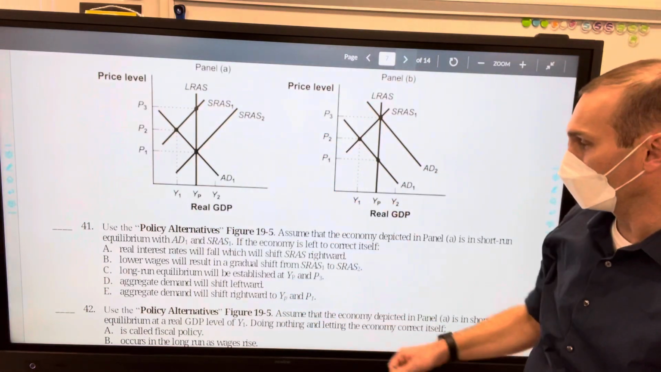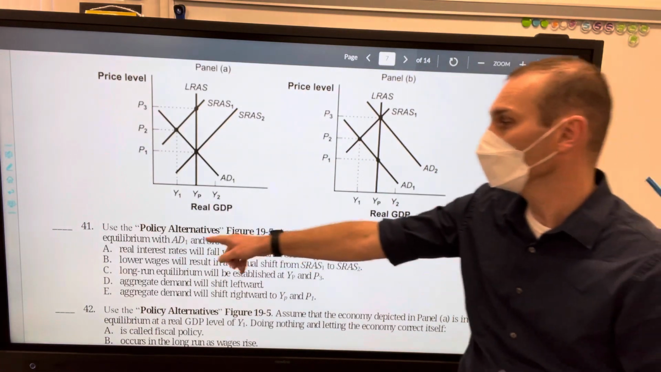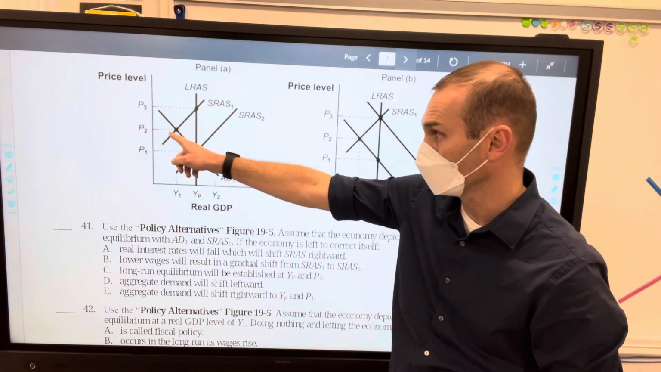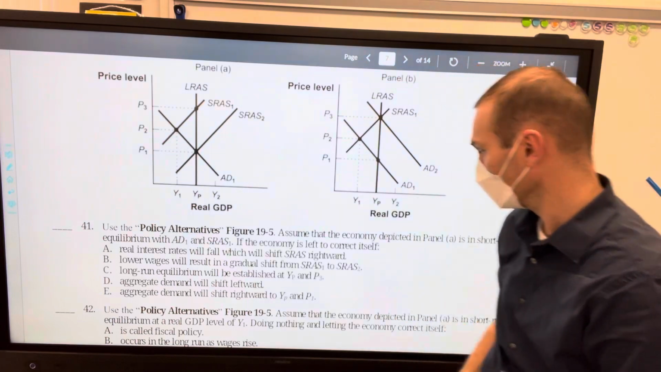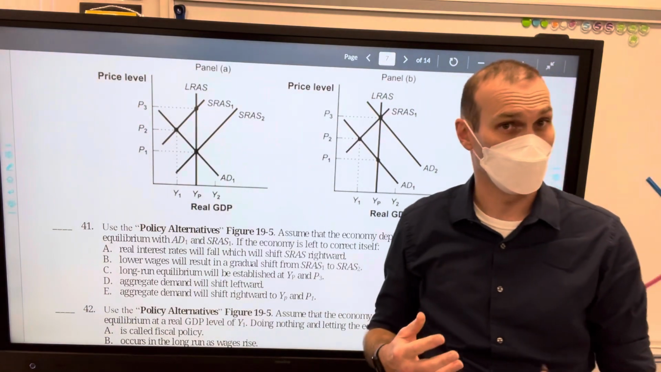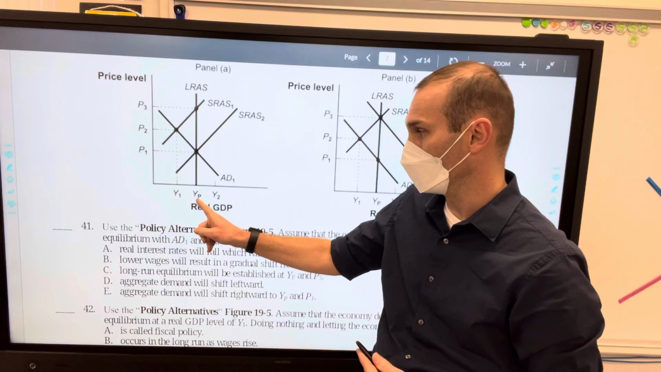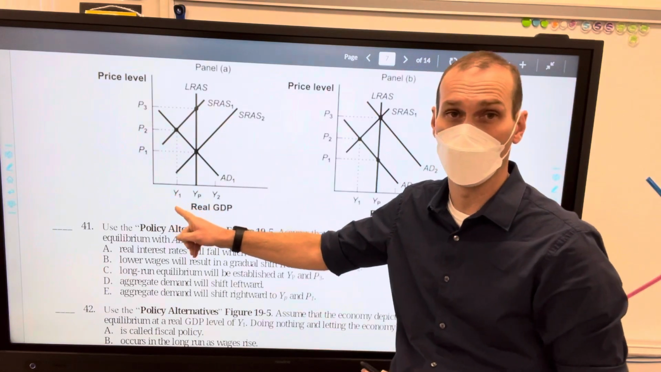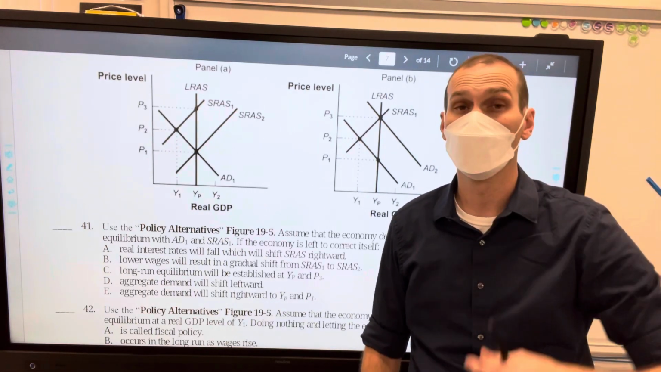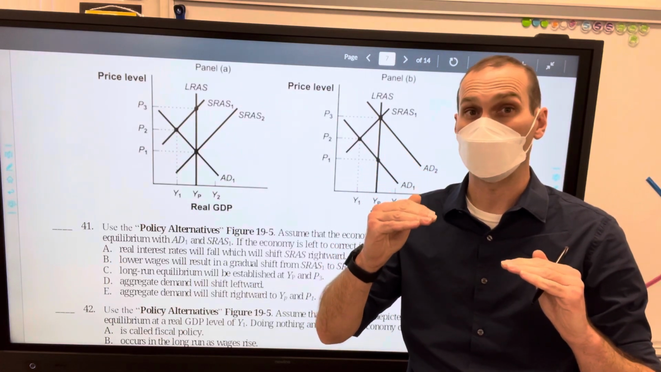This one, we're using these two graphs, and it says, assume the economy depicted in panel A is in short run equilibrium at AD1 and SRAS1. So that's going to be SRAS1 and AD1, right here at P2, Y1. If the economy is left to correct itself, so automatic correctors, that deals with sticky wages. So what we have here between YP, potential output, and Y1, is a recessionary gap. Recessionary gaps means unemployment is too high. If unemployment is too high, wages are sticky. So wages stay high, but eventually wages start to fall.